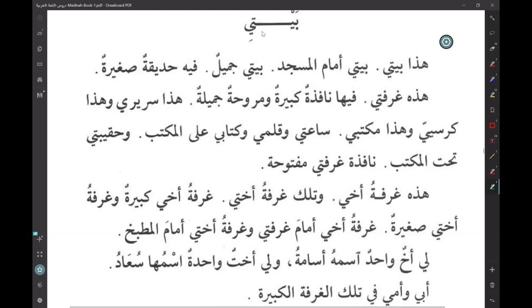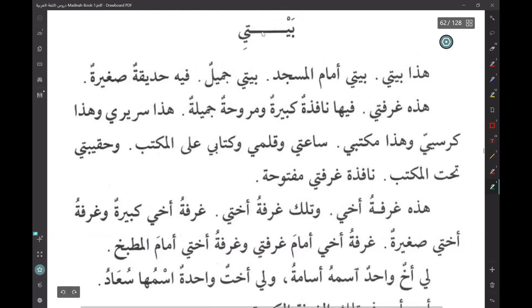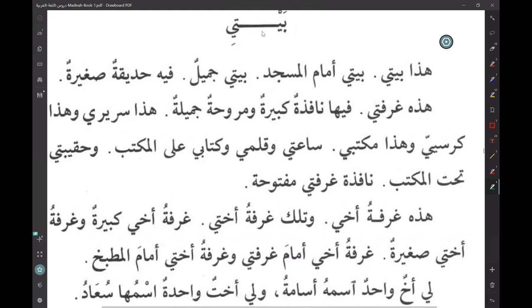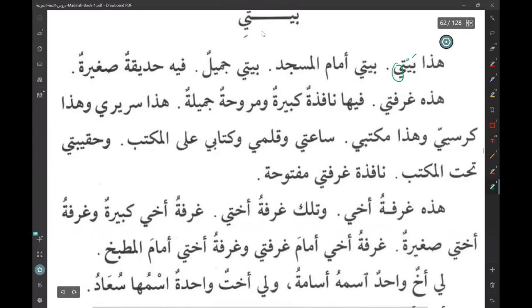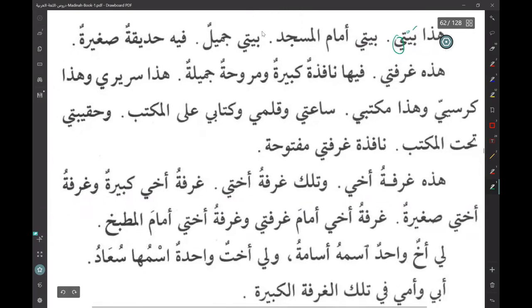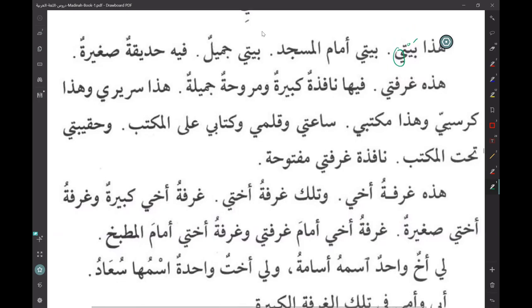So the first one, it says هذا بيتي, right? هذا بيتي. It means this is my house, right? So the ya is coming from my, right? Okay, let me quickly go through them, and then if I find something interesting, inshallah, I'll ask you.